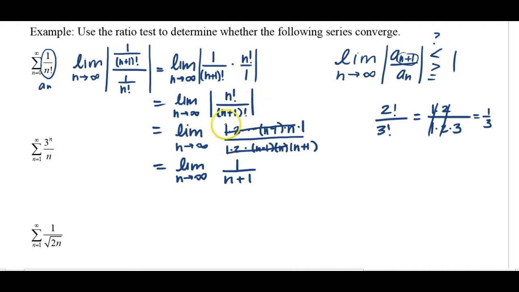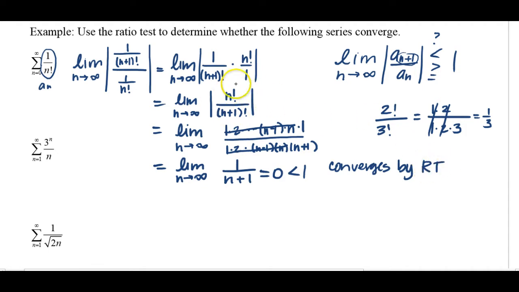So why did I drop the absolute value bars? Well, here I'm taking n values that approach infinity, so I'm only going to be plugging in positive numbers. So the absolute value bars are a little bit redundant. So the limit as n approaches infinity of 1 over n plus 1 equals 0. Now, the ratio test says that if this converges to a number less than 1, then the original series converges. So it converges by the ratio test.